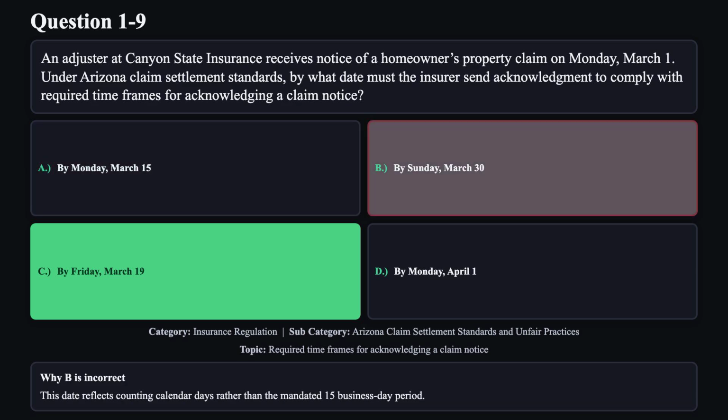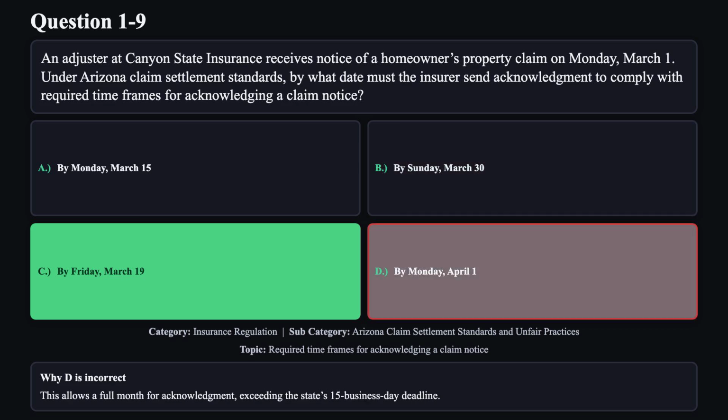Reason B is not correct. This date reflects counting calendar days rather than the mandated 15 business day period. Reason D is not correct. This allows a full month for acknowledgement, exceeding the state's 15 business day deadline.